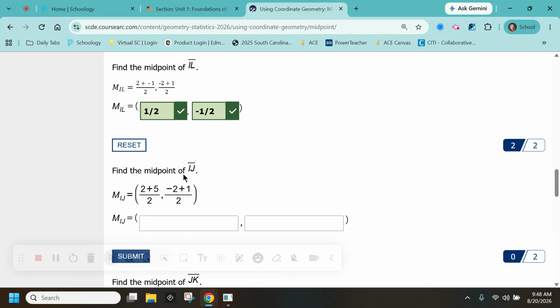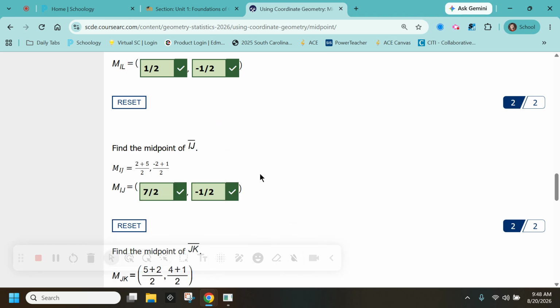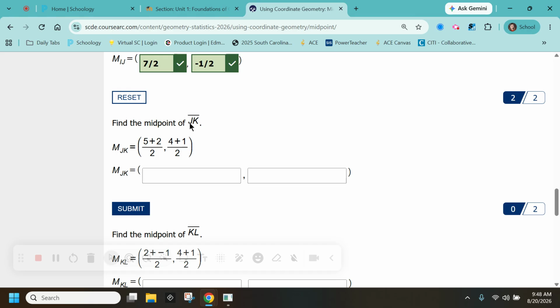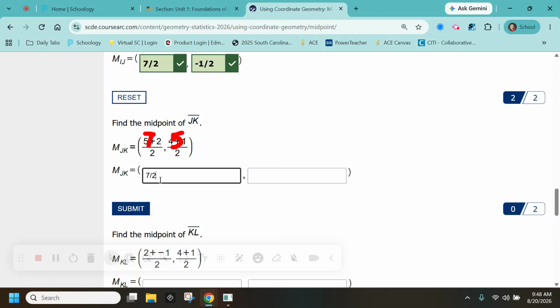Find the midpoint of side IJ. 2 plus 5 is 7. Negative 2 plus 1 is negative 1. And so now we are going to write these in. You cannot reduce 7 over 2. It is already reduced for you. Find the midpoint of side JK. So same thing here. 5 plus 2 is 7. 4 plus 1 is 5. And then we will write our fraction. So 7 over 2. 5 over 2.